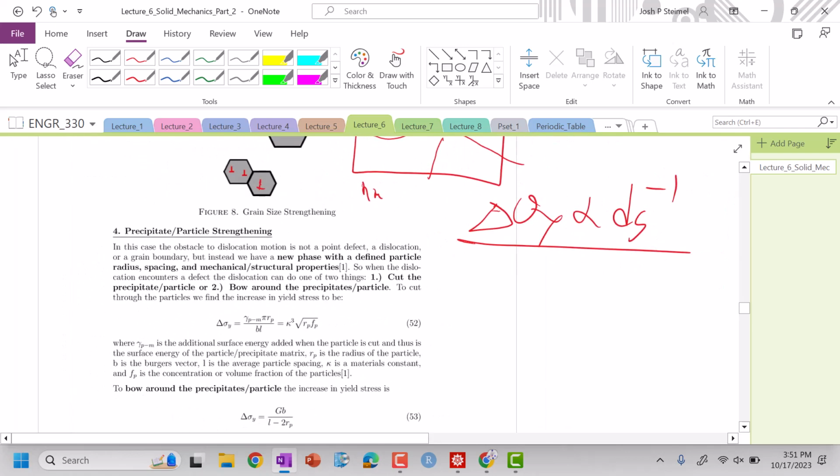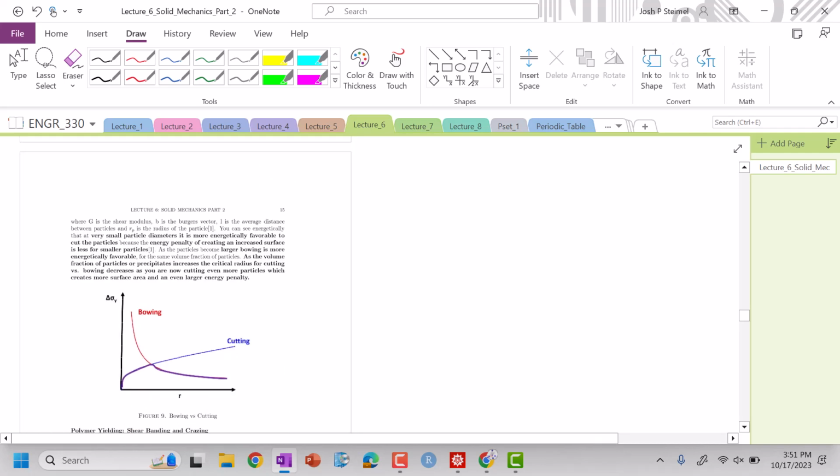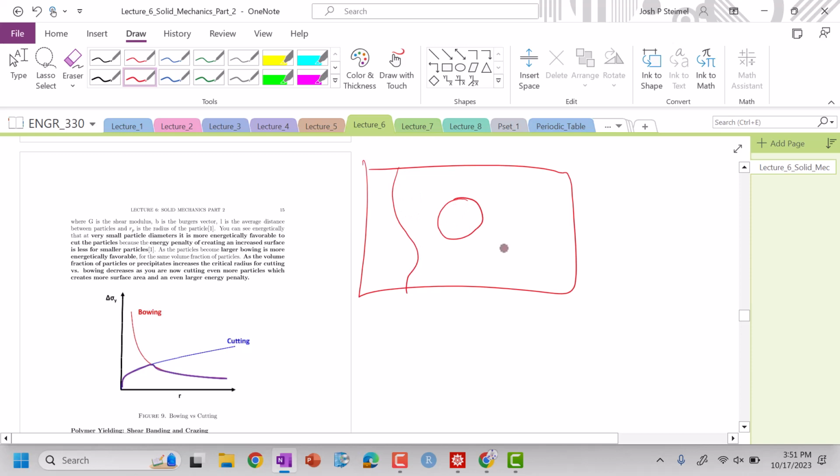Finally, you can have precipitate or particle strengthening. Now, the key thing you can see here is I have a precipitate and I have a dislocation line. So I have a precipitate or a particle that's nucleated in my system. This dislocation line is going to move and it's going to have to make a decision. I can either cut or I can bow around this particle.